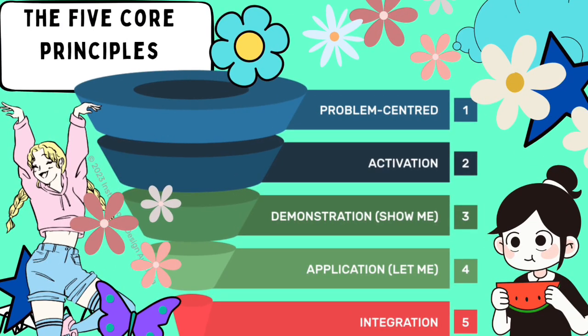Merrill's 5 principles of instruction focus on learner-centered teaching. Problem-centered learning makes content meaningful, while activation connects new knowledge to prior experiences. Demonstration uses examples, application encourages practice, and integration helps learners reflect and apply skills in real life.